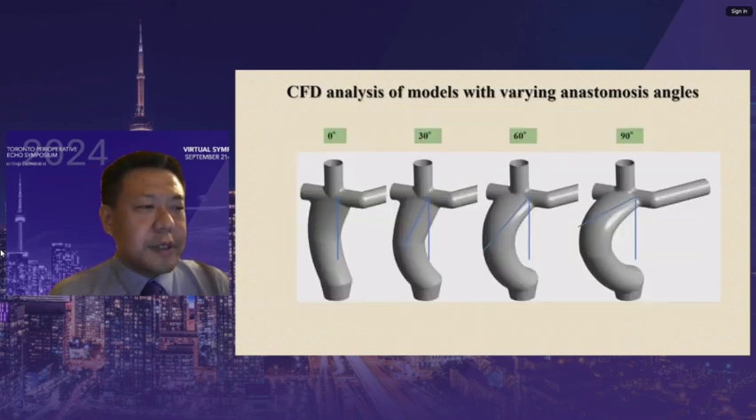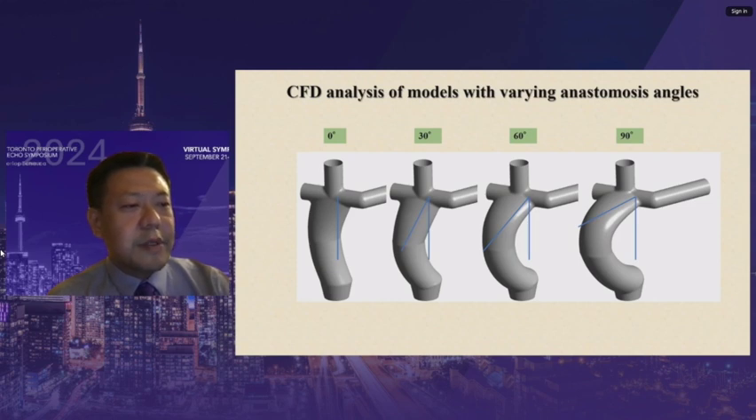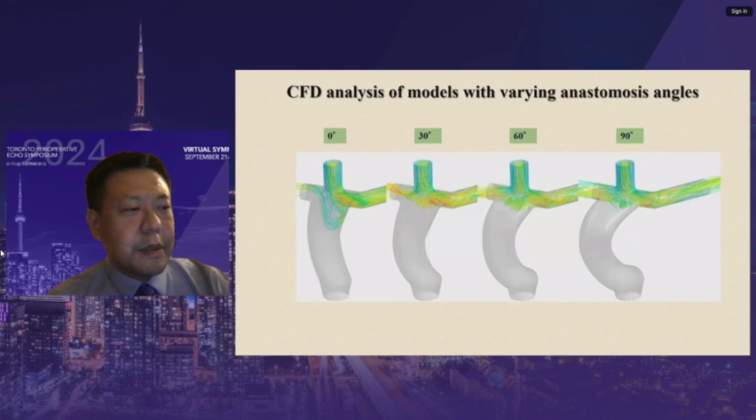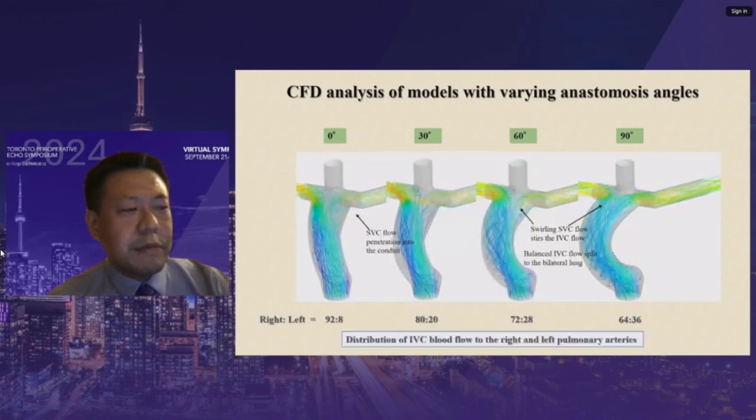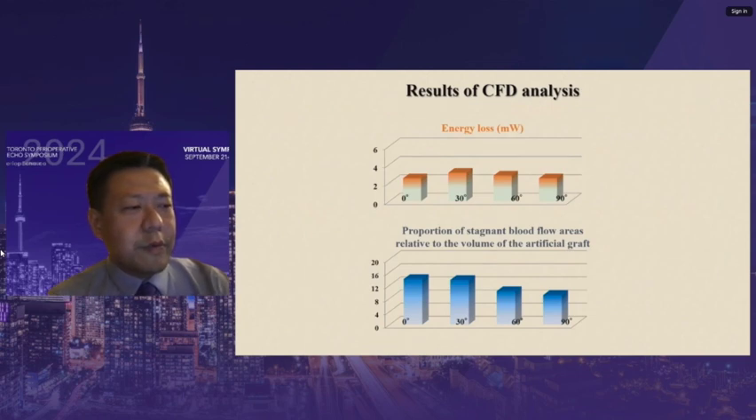By creating and analyzing CFD models with various anterior angles at the anastomosis site of the Fontan conduit to the pulmonary artery, it was found that the steeper the angle, the more the SVC blood flow mixes with the IVC blood flow, resulting in a more balanced distribution of IVC blood flow to both the left and right pulmonary arteries. Next slide. It was also found that as the angle increases, the amount of stagnant blood flow within the conduit decreases. Next slide.